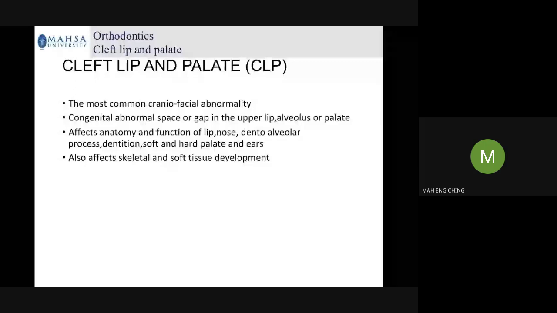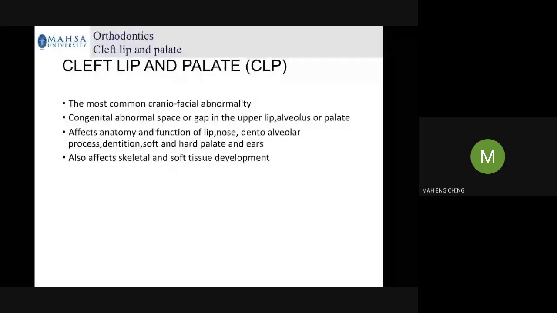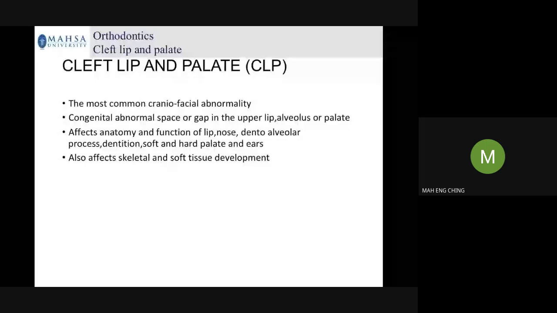Okay, so we're going to talk about cleft lip and palate. Cleft lip and palate is the most common craniofacial abnormality, a congenital abnormal space or gap in the upper lip, then the alveolus, or the palate. So it affects the anatomy and function of the lips and the nose, then the alveolar process, the teeth, the soft tissue and the hard palate, and the ear also. So it also affects skeletal and soft tissue development.